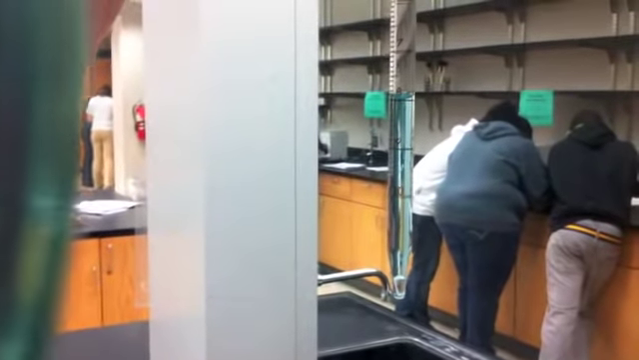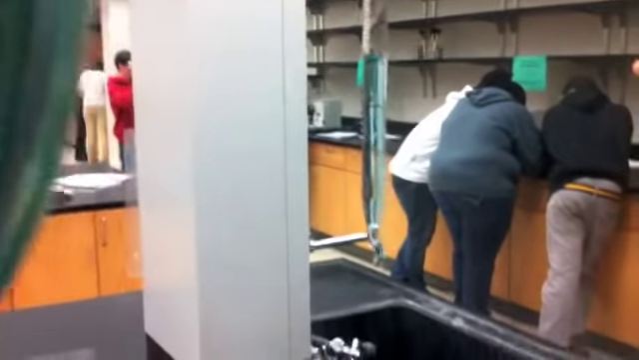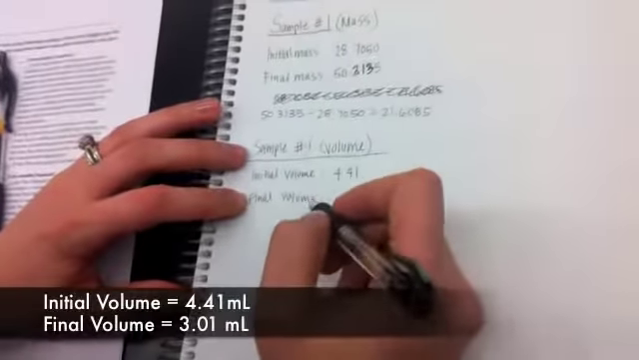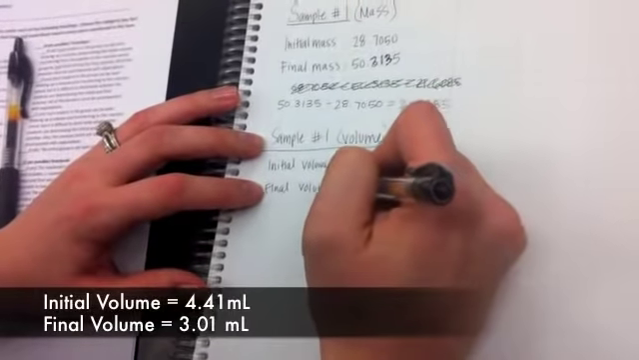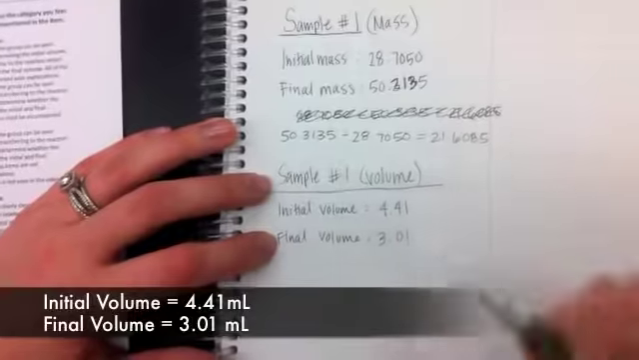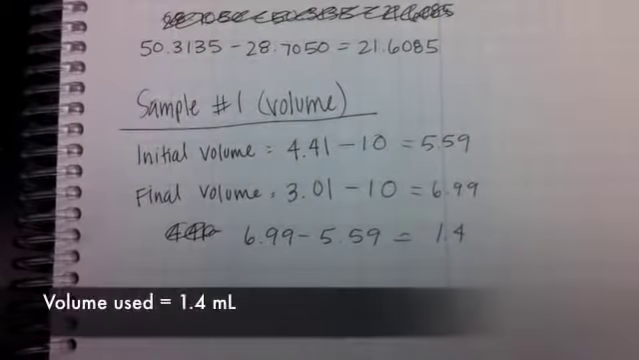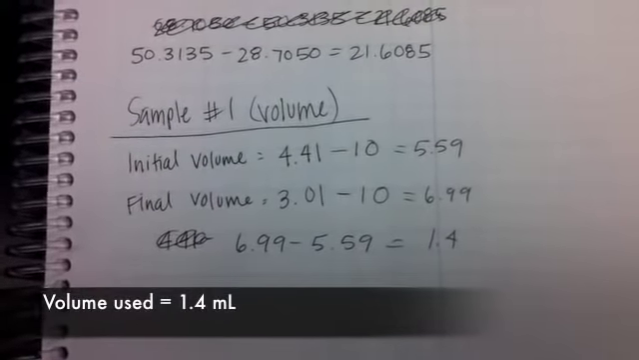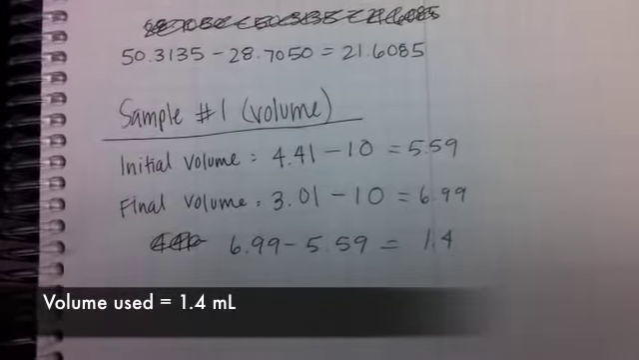And now we read the second volume, and that is 3.01. Now let out the sample. And now I'm going to record the final volume. Okay, so the final volume comes to 1.4.